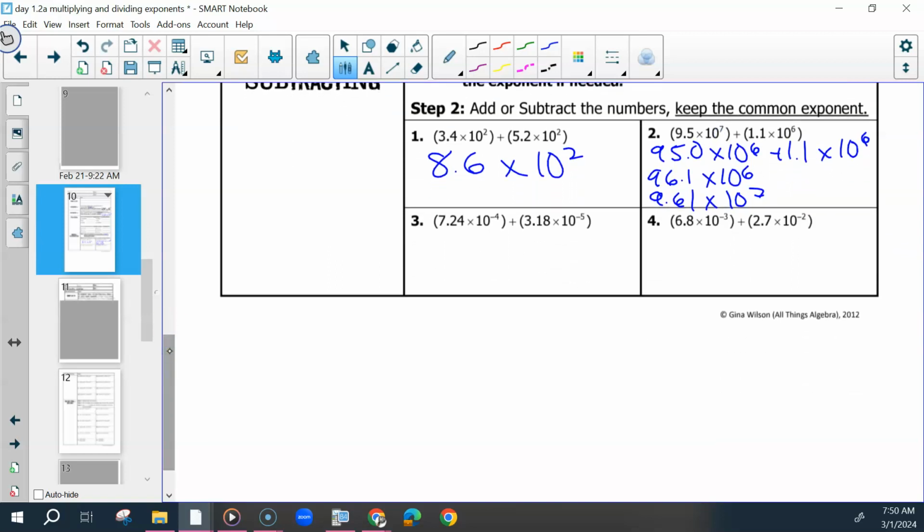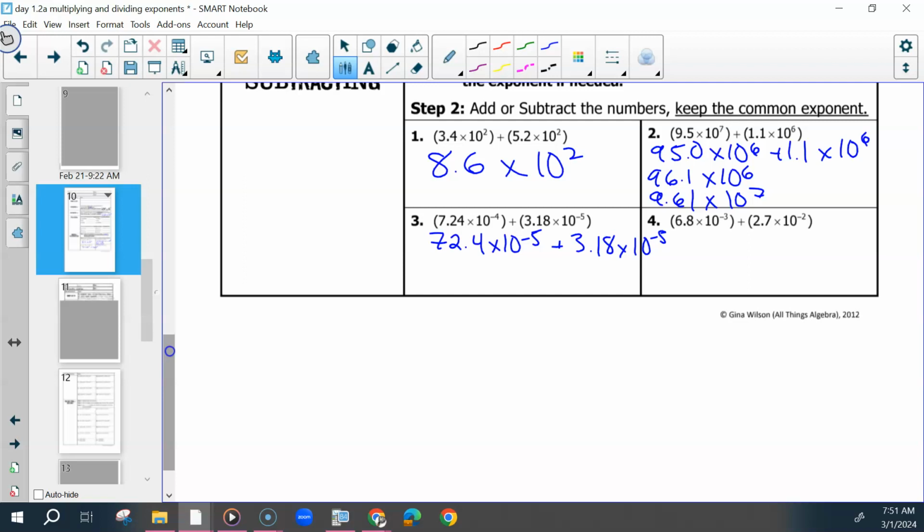So we have to make the exponent the same. Which of these do we want to change? The first or the second? Okay, so if we're changing the first to be an exponent of -5, to get -5 we would have subtracted. So that's going to move this to the right. The 72.4. So add 72.4 and 3.18.